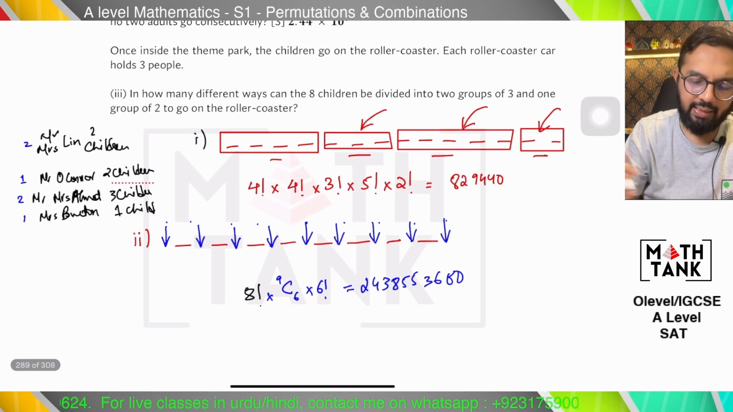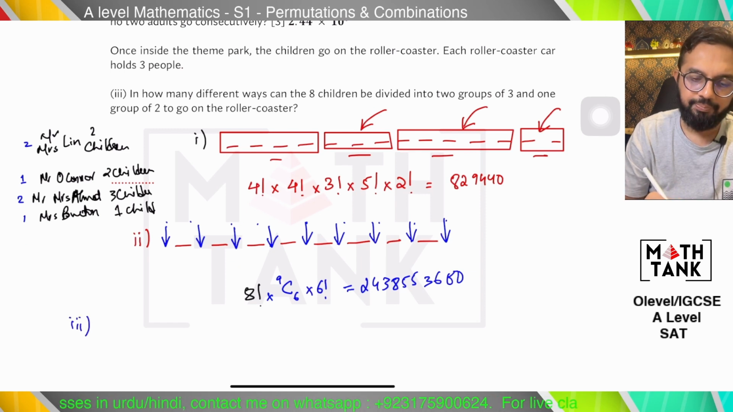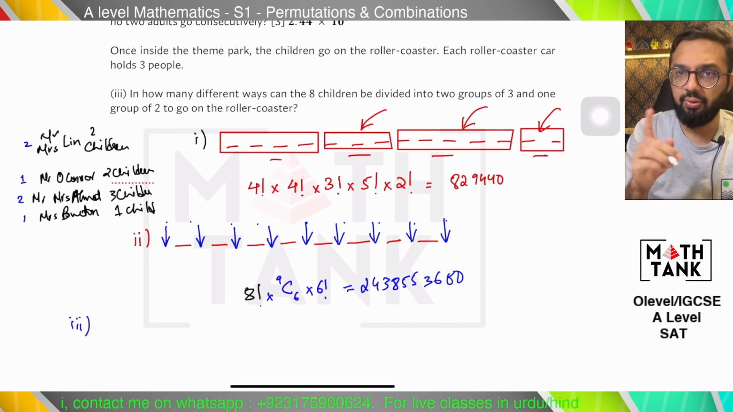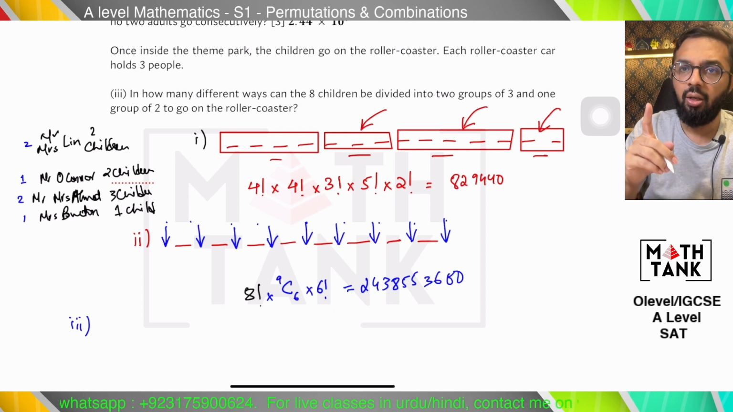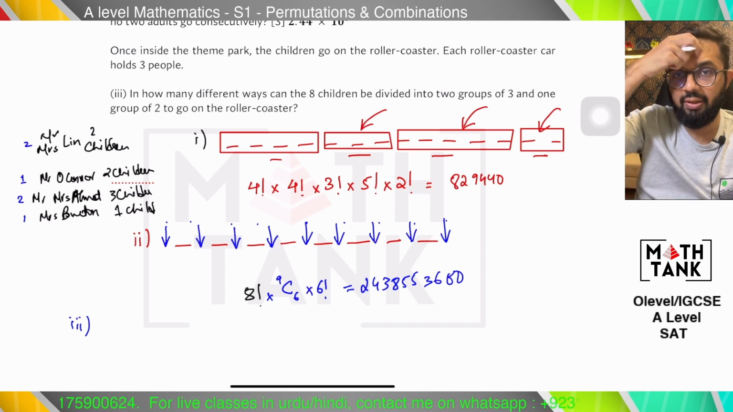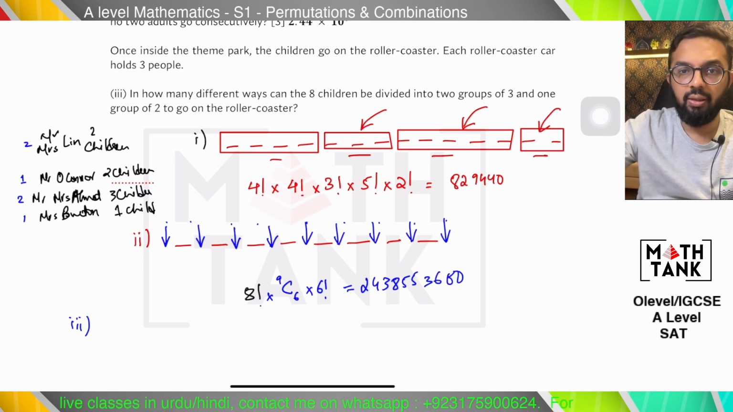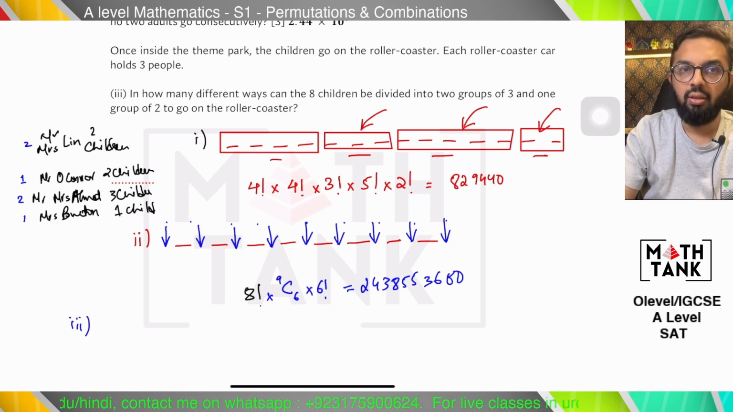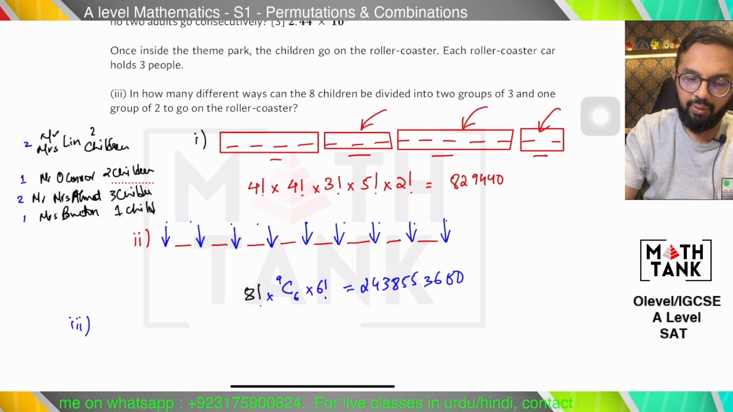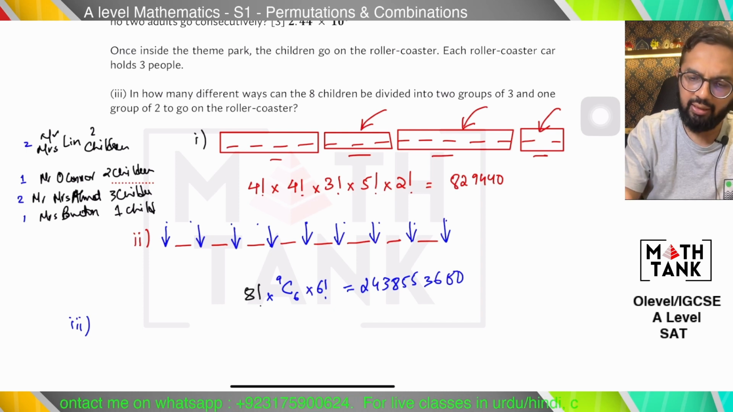Then it says, once inside the theme park. So remember that the last part was to teach you how to separate things when you don't want them to go together or appear together. Then it says, in how many different ways can the 8 children be divided into 2 groups of 3 and 1 group of 2 to go on the roller coaster? So I think that's simple.